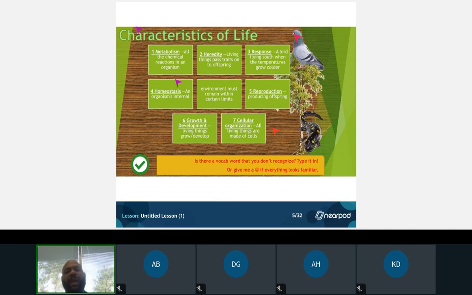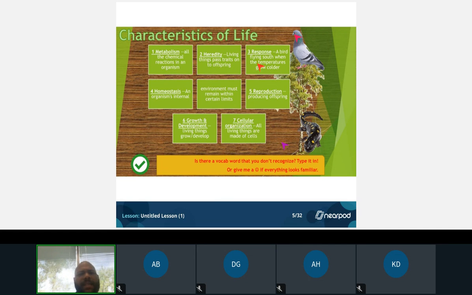Through that, we have the idea that things that are living have cellular organization. Even single-celled organisms are organized in a way, that cell is organized in a way, and that organism is alive. Okay, great job, guys.